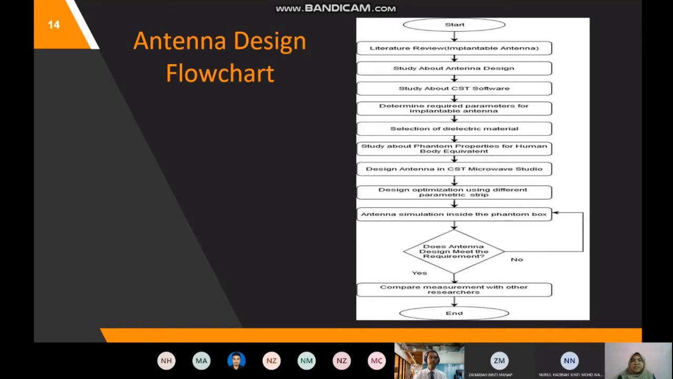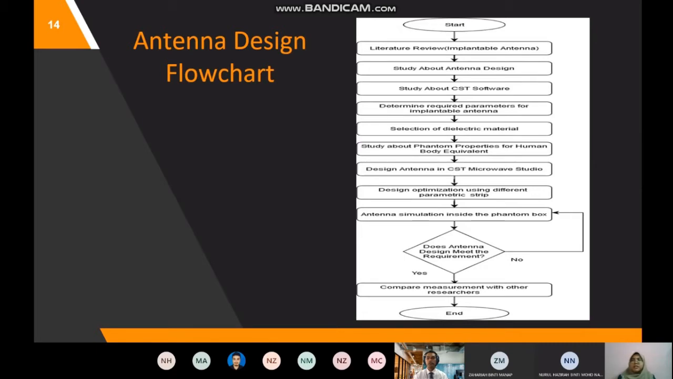And then I study about antenna design and about CST software, how to design the antenna, and then determine the required parameters for the implantable antenna, like what kind of substrate I should use, how to measure the performance, the bandwidth, the gain, how to get a good antenna, and then selection of the dielectric material, what kind of dielectric constant I would use, what kind of substrate, and study about phantom properties for human body equivalent.